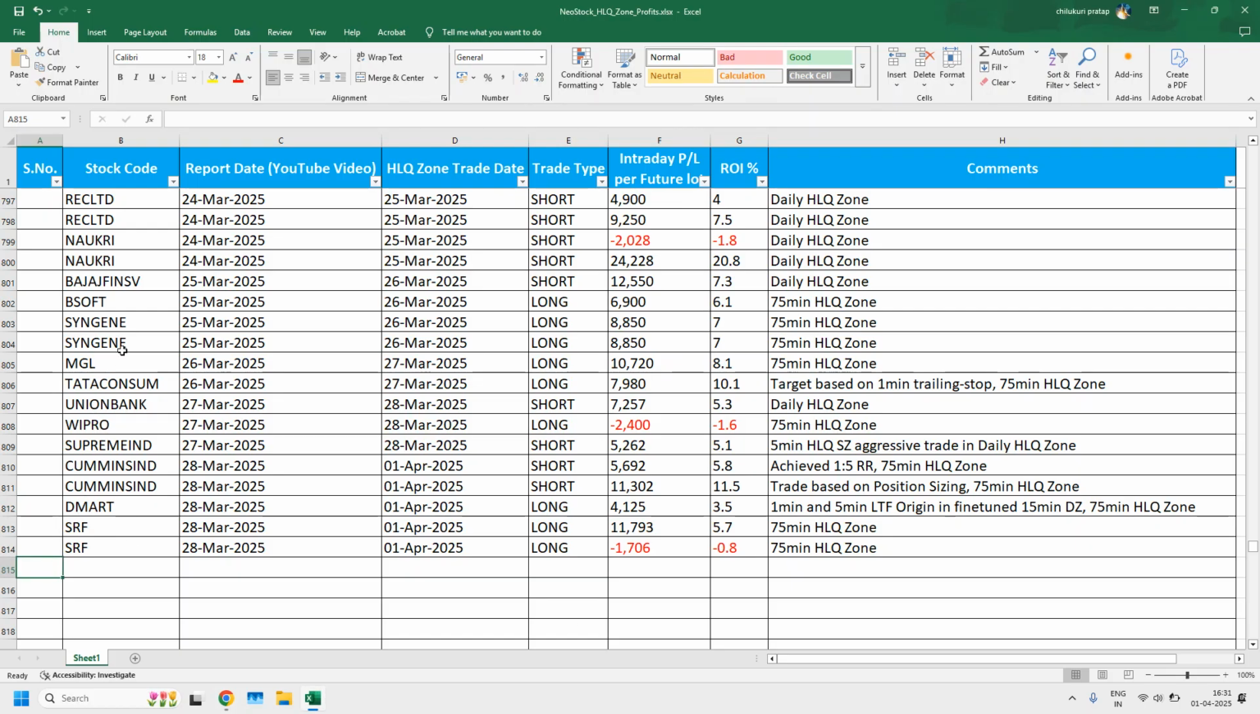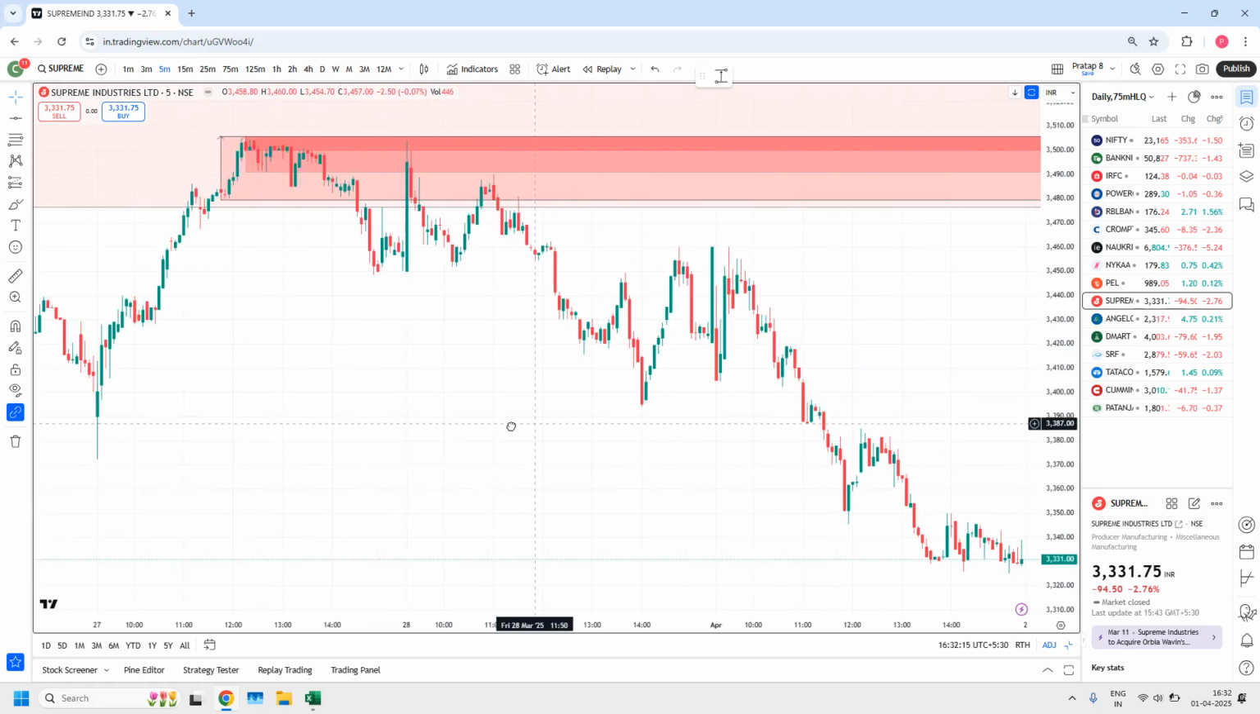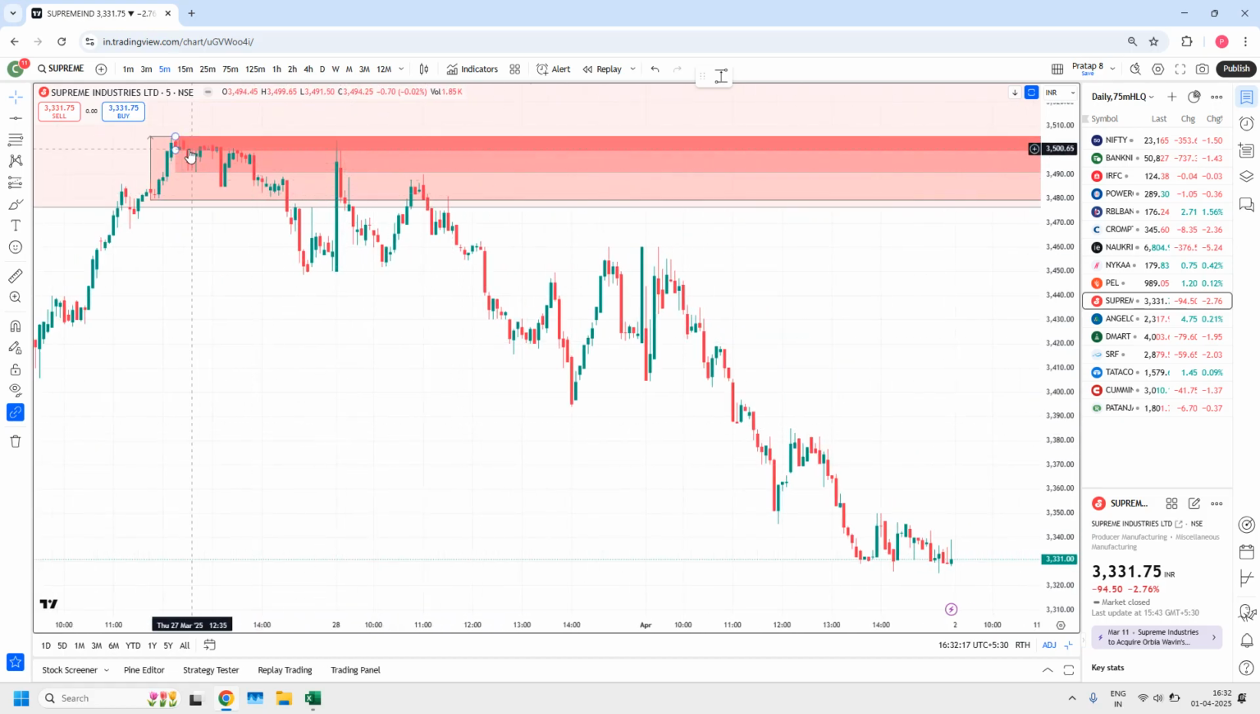Actually, on Friday I did not consider this. During the live session only, I realized my mistake and then drew this zone. So please look into the Friday analysis. I did not initially consider this trade, but in the live session, while explaining, I realized that because it is a high liquidity zone, we can consider this as an aggressive trade.